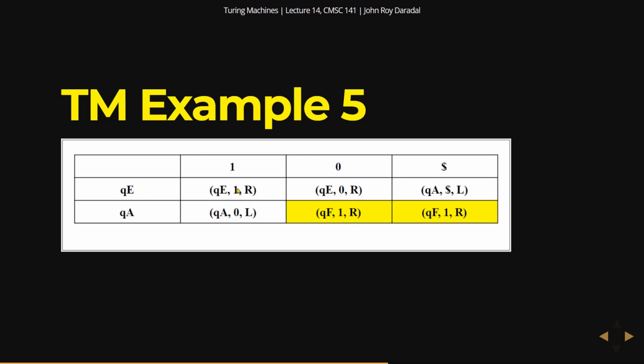So at QE, you go to the end, you ignore everything, and then you go to QA, which is the adding part, if you see the end of the string and go to the left. If you see a 1, you change it to 0 and continue to the left. If you see a 0, you change it to 1 and then you transition to the final state. So you stop. And then if you see the start of the string, because you're going to the left, you're supposed to find the start of the string, right? Then you change that to 1 also, and then you transition to the final state.